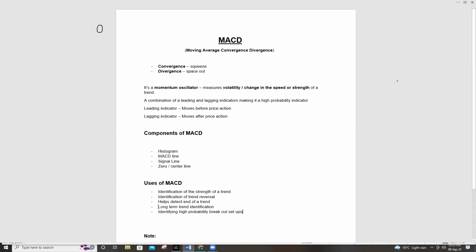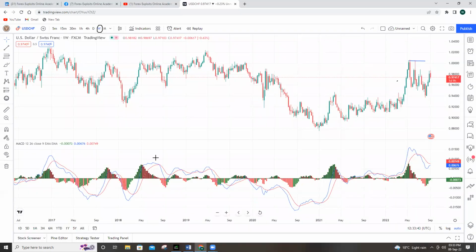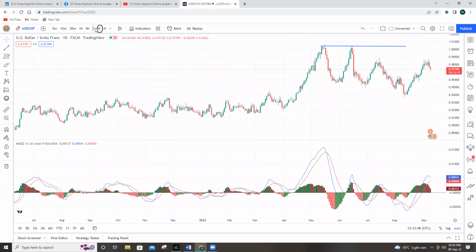Then use number four is the long-term trend identification. How do you identify the long-term trend? If there are swingers in the house, this is your key point. How do you identify those swing trades? Let's say you want to get into a swing trade, you're going to look for the higher time frame MACD cross.